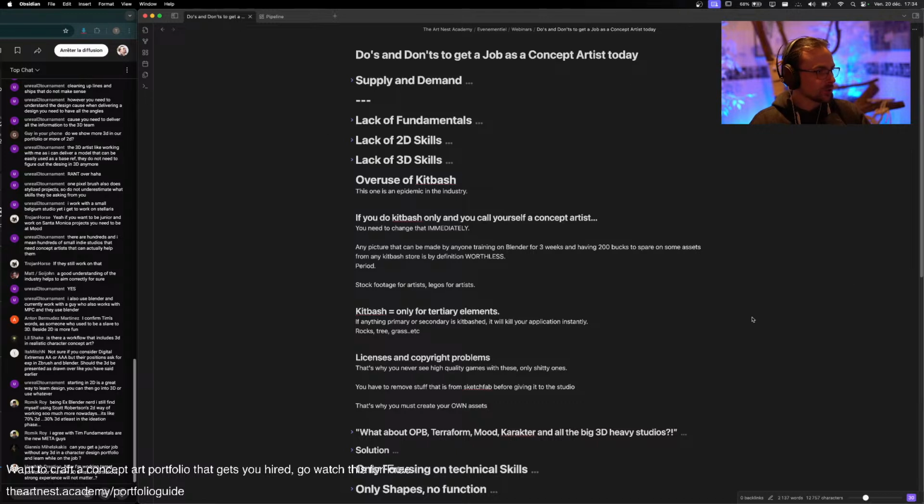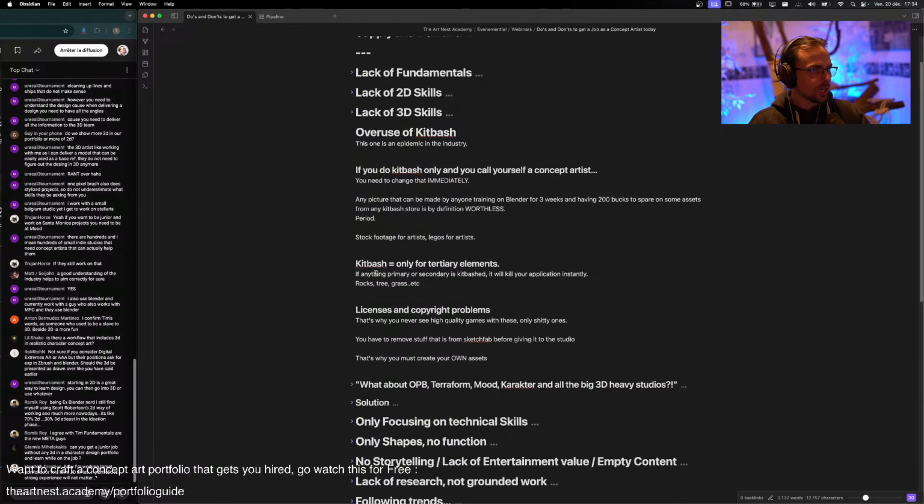Kitbash assets is Legos for artists. It's a toy for artists. You don't see that in professional settings. You need to change that immediately. You can use kitbash elements from Bridge, Mixer, big, medium, small for tertiary elements. Anything primary or secondary, if it's kitbashed, your application is dead instantly because you have not designed anything.